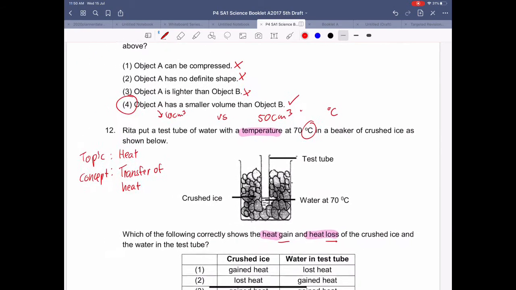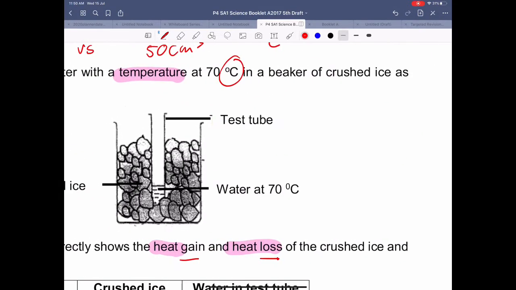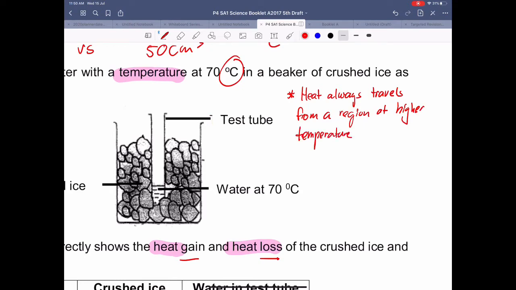Write this down. Heat always travels from a region of higher temperature to a region of lower temperature. This is very important. I know I've repeated this so many times. However, there is still an issue with people not following this rule or cannot remember.